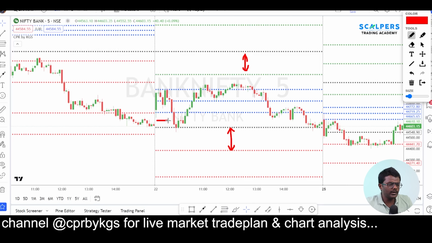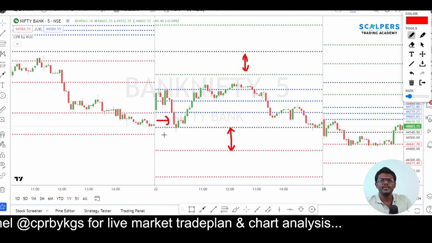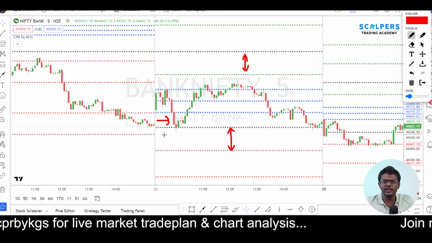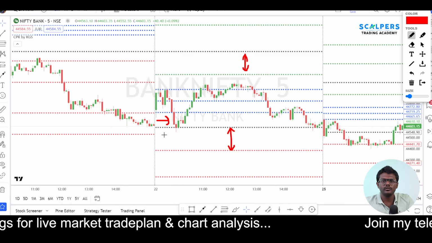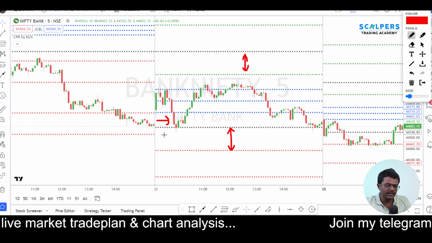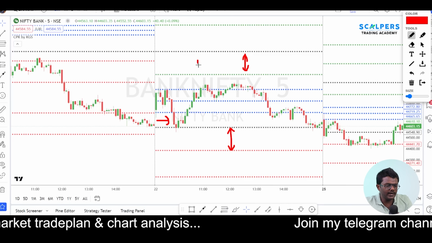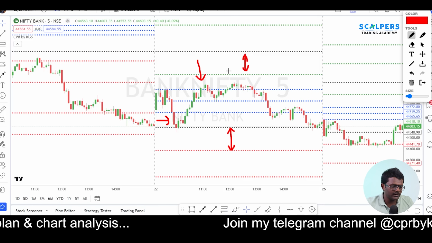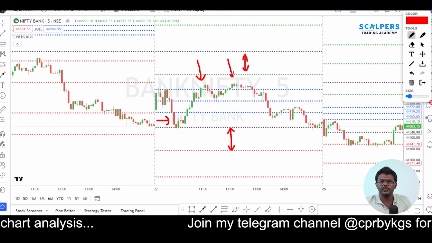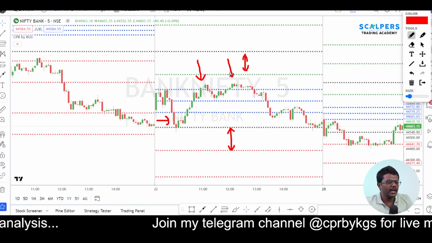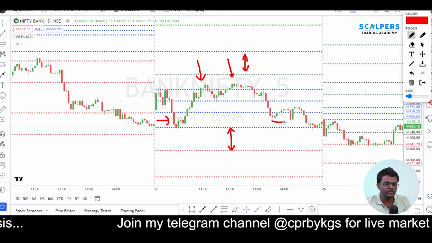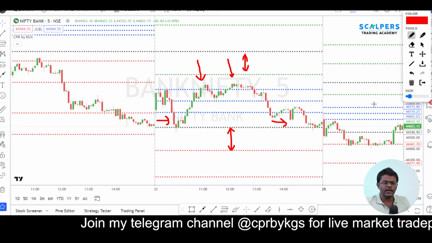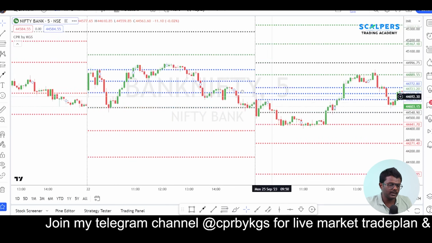Probably you cannot take a short position over here because daily CPR and previous day low is very much closer. So there is no room for taking an entry. So I will avoid taking long positions also. So probably 22nd September, I am not going to take any trades. I am not trusting the bulls, and there is no room for taking a short position below daily CPR. So I am staying away from the market.